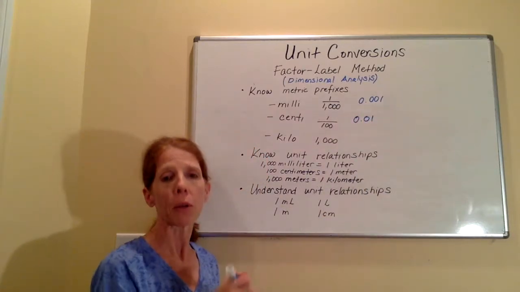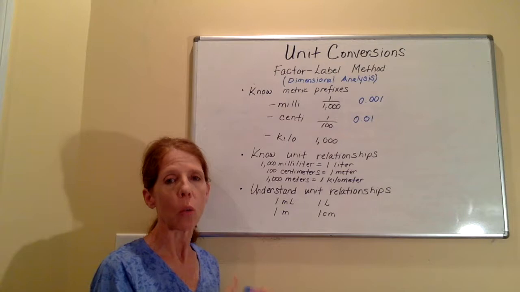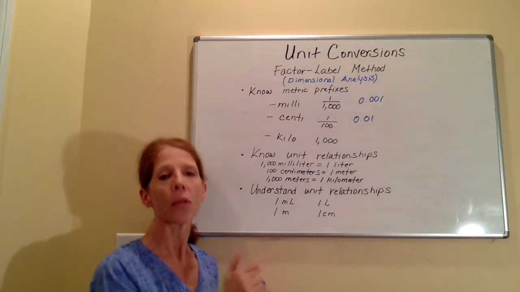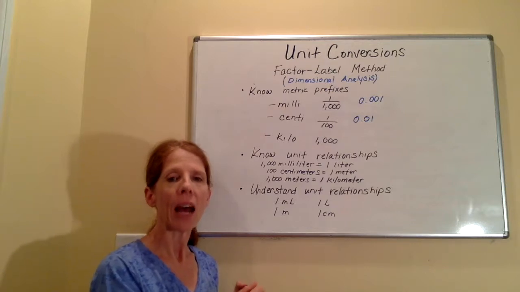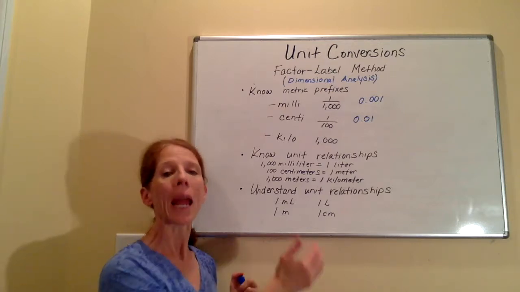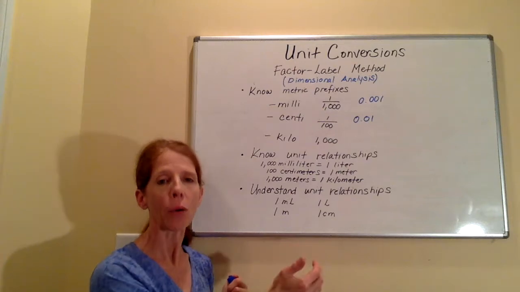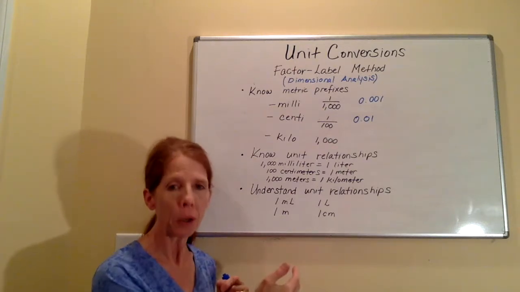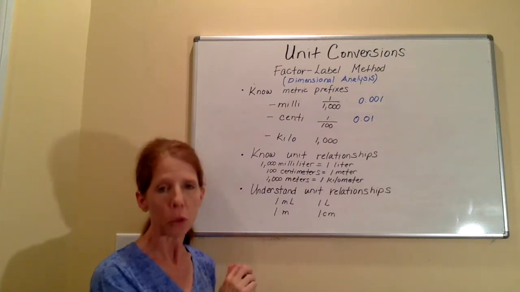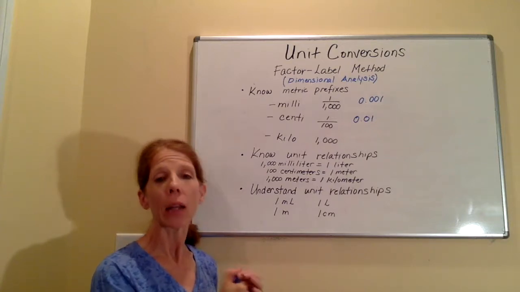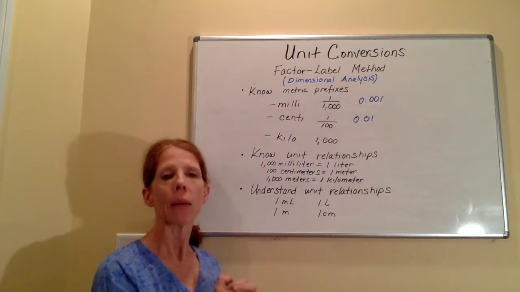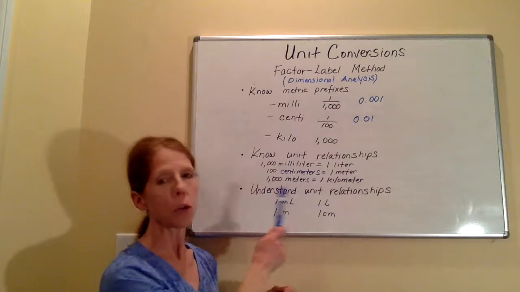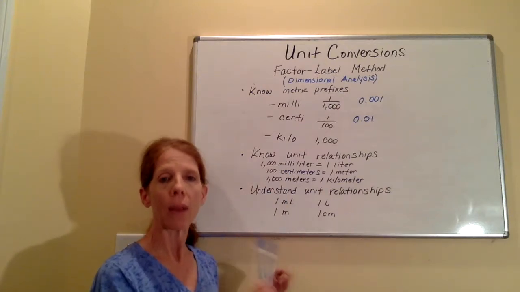And the third metric prefix that you need to memorize is kilo. Kilo is 1,000. So if I have a kilogram, that's 1,000 grams. If I have a kilometer, that is 1,000 meters. And if I would have a kiloliter, which is pretty unusual, that would be 1,000 liters. So those are the three prefixes I want you to just have memorized, what they mean.